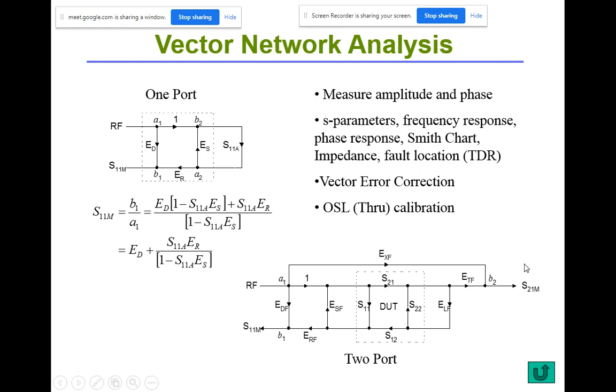Six error terms in the forward path and 6 error terms in the reverse path. The 6 error terms are EDF, ESF, ERF. Here we have three terms, like the earlier case. Then we have EXF, ETF, and ELF. There are 6 error terms that we need to find. But this is beyond the scope of this course, just for your information.